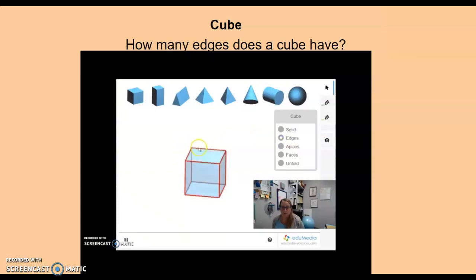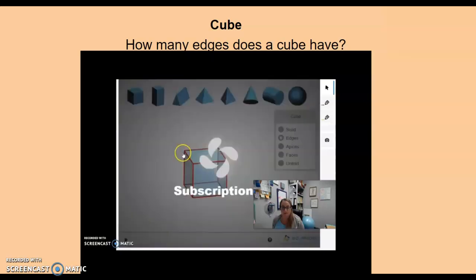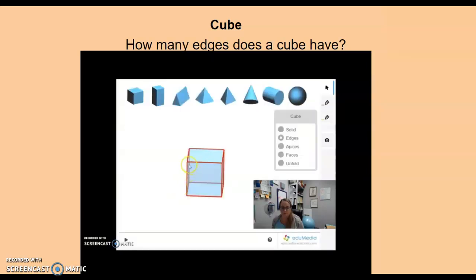So 1, 2, 3, 4 on the top, 5, 6, 7, 8 on the bottom, and then 1, 2, 3, 4 more on the side. So I know 8, 9, sorry about that, 9, 10, 11, 12. So there are 12 edges on a cube or a rectangular prism.